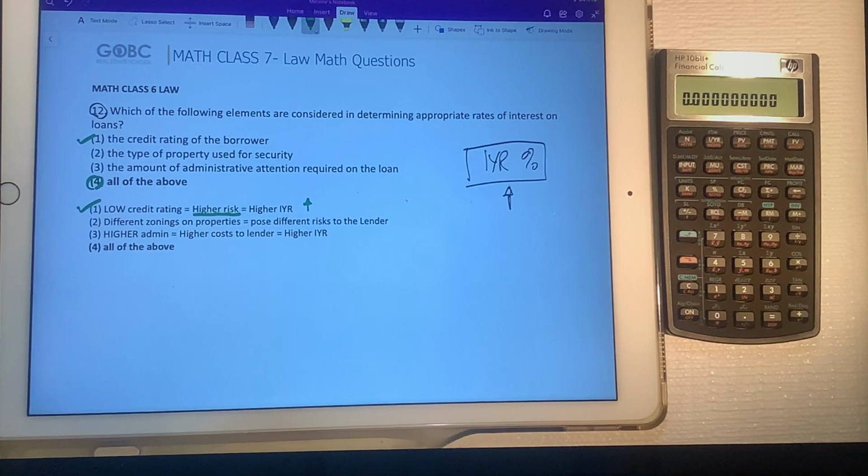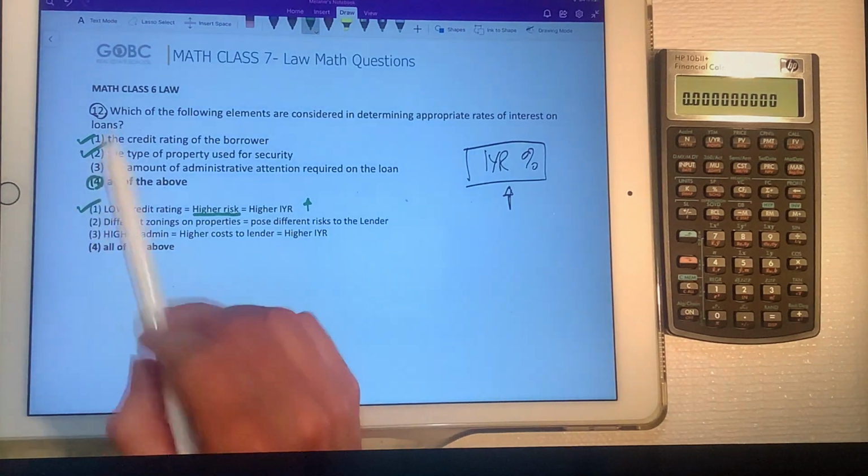But for instance, if you were to be purchasing a property that's considered to be recreational, so you're not going to live there all the time, you're only going to use it for a few months or a few weeks out of the year, there's no ability for it to generate any income for you to help you manage that mortgage payment, then that would be considered to be a little bit higher risk for the lender, and they may decide to bump up your IYR as a result of that.